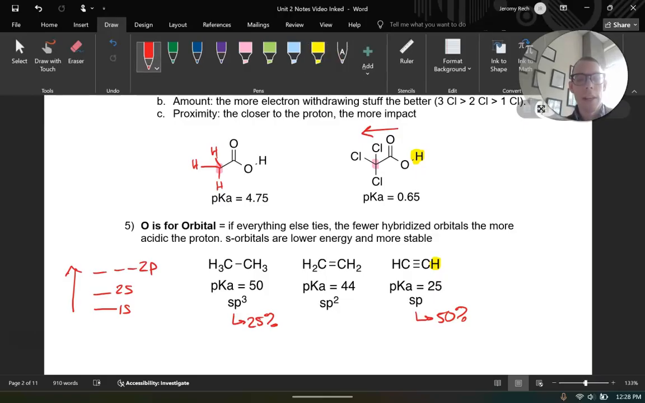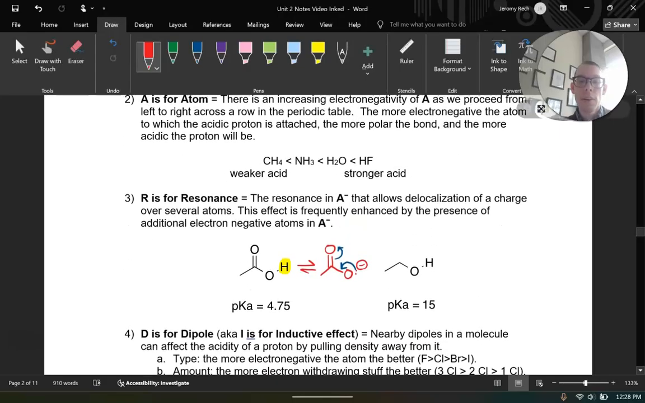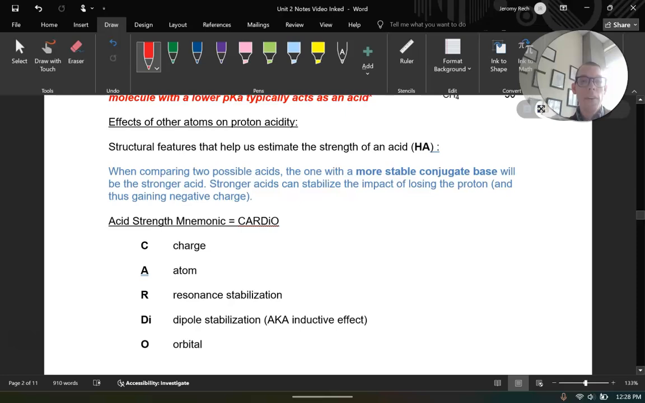These are going to be the really big tiebreakers. If you have something on a carbon, it's not going to be super acidic, so it's not going to be one that's going to win out very often. And those are purely thinking about structures where you don't need to know pKa's. You can just look at a molecule and think about, are there hydrogens that are connected to something that's charged or on a specific atom that's super electronegative? Is there resonance or inductive effect that can help stabilize? And then if nothing else, orbitals.